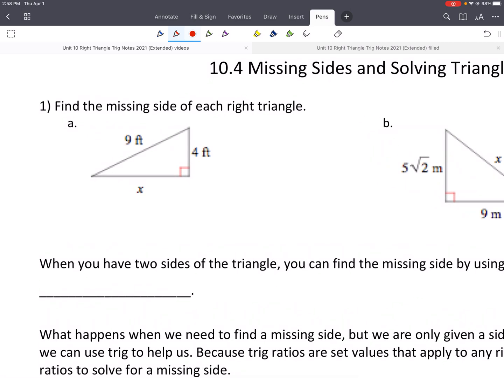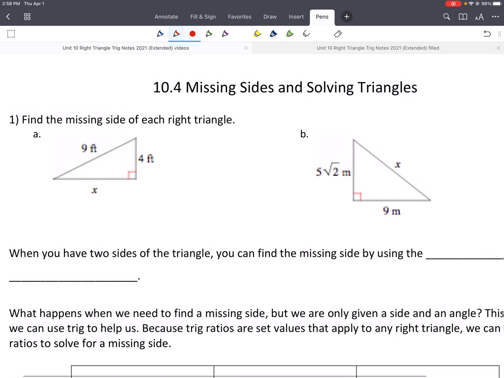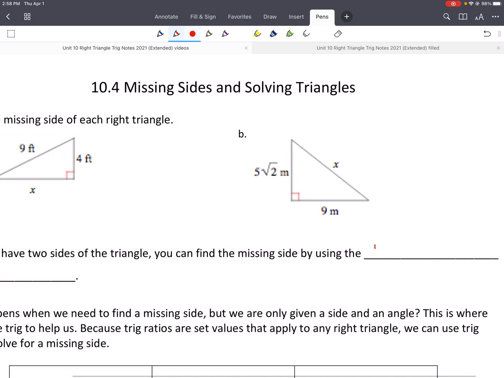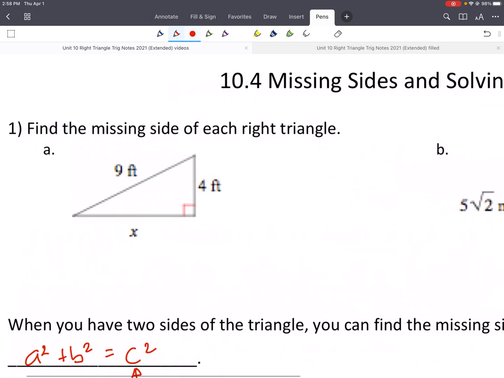Okay, so we kind of did problems like this. It says find the missing side of each right triangle. You notice that in these two examples, two of the sides are given and we need to find the third. So when you have two sides of a triangle, you can find the missing side by using what? Well, that is the Pythagorean theorem. And again, that's your a squared plus b squared equals c squared, where c is always your hypotenuse.